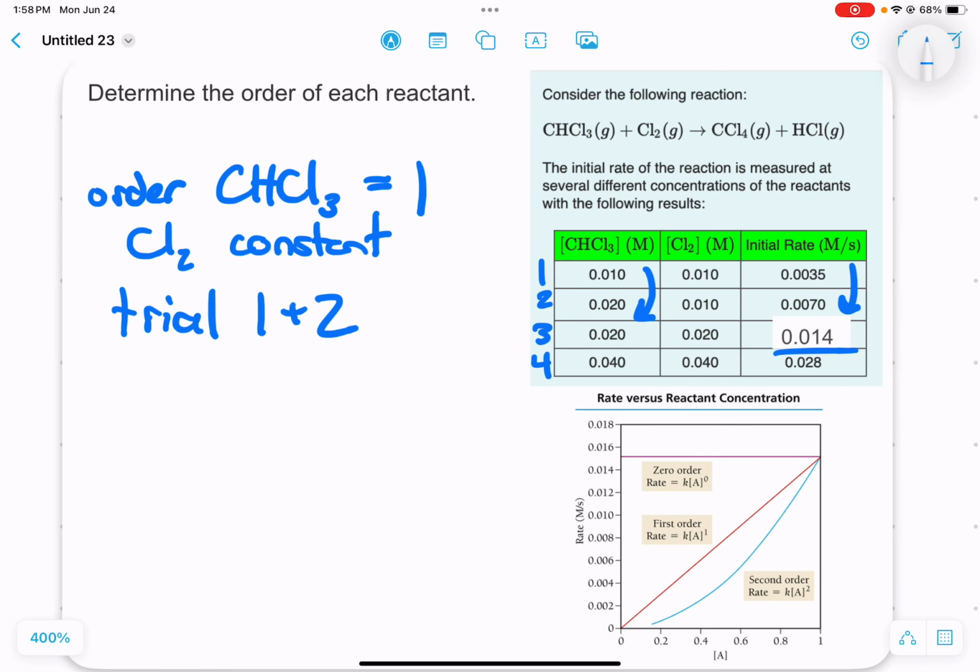So you're using trials. This is the first way to determine order. The second is through plotting. You're using trials to see how the change in the concentration affects the rate. If it has no effect, then that's 0 order.